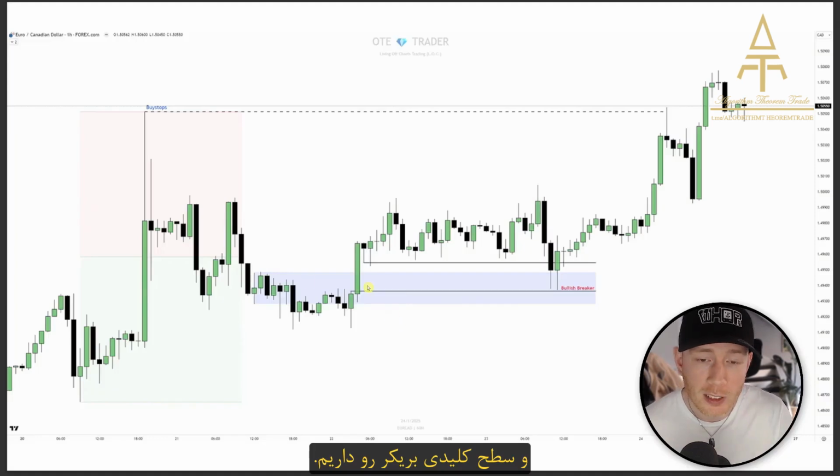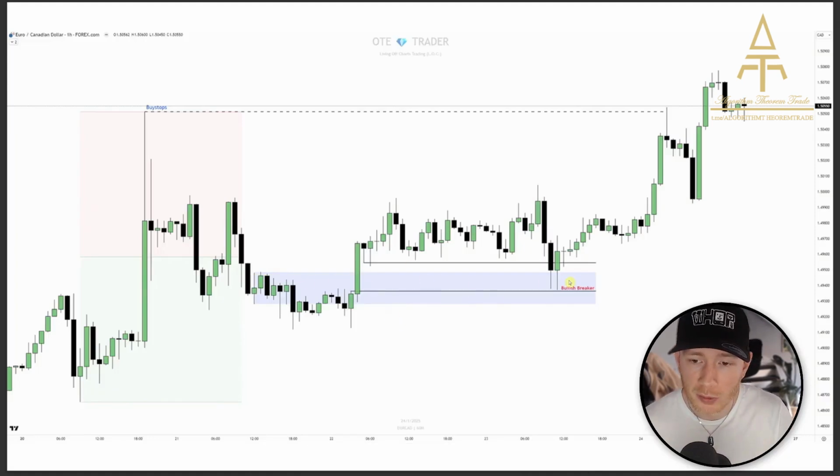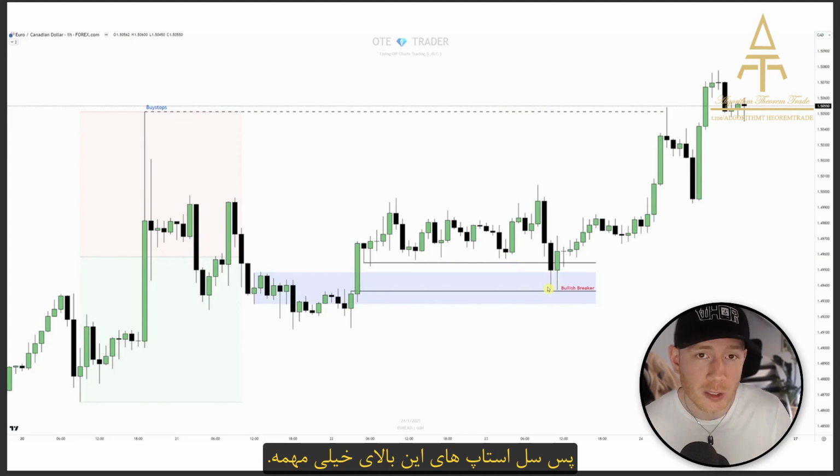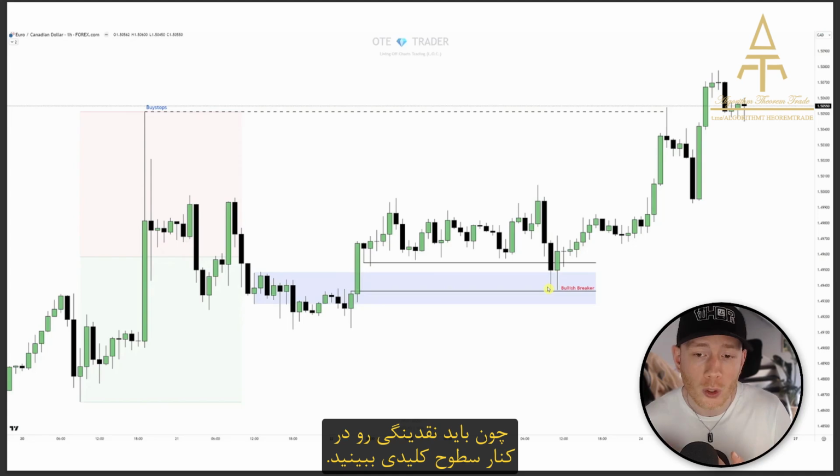Then we've got our key levels. Key level is the breaker and the fair value gap. And above that key level, we have that engineered sell side liquidity, right? So the sell stops that are resting just before the key level, this is going to be key. You will always want to combine your liquidity and a key level below or above it.